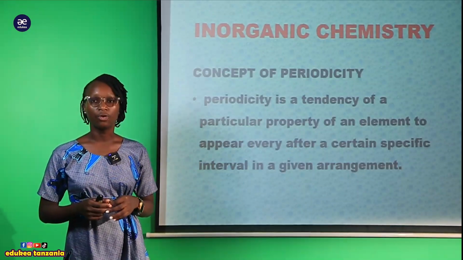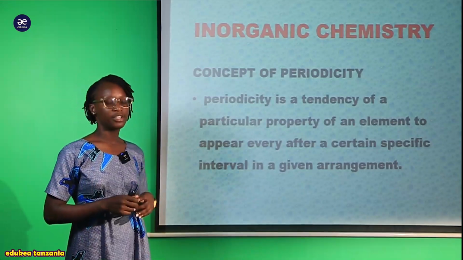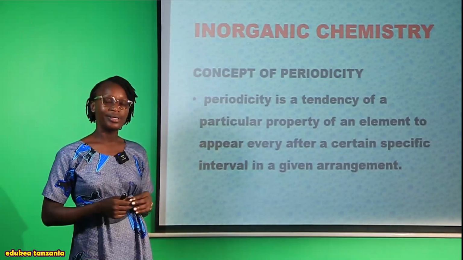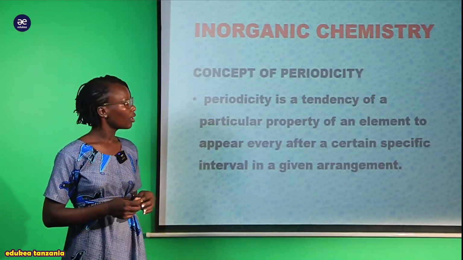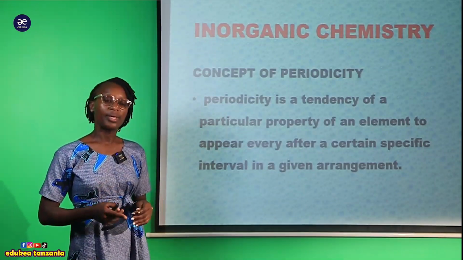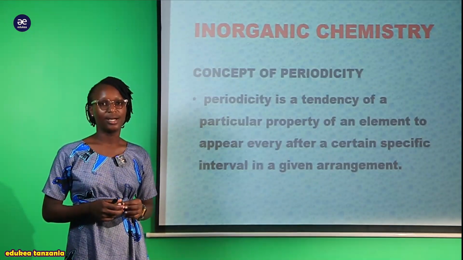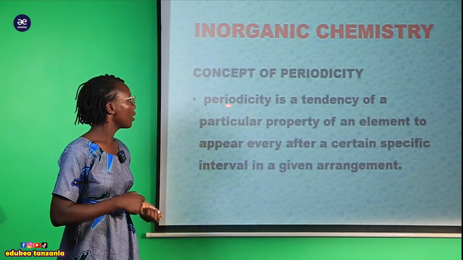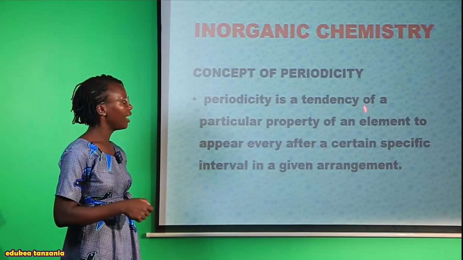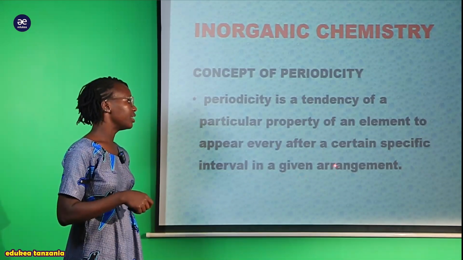The concept of periodicity. So in the concept of periodicity, first of all you have to understand what periodicity means. Kwamba neno periodicity lina maana gani? You can see periodicity comes from the word period. Na kwenye periodic table tunavyoongelea period, you have to know what the main constant there. Kwa hiyo then tunapokuja kuangalia the word periodicity, anasema kwamba it is the tendency of a particular property of an element to appear every after a certain specific interval in a given arrangement.